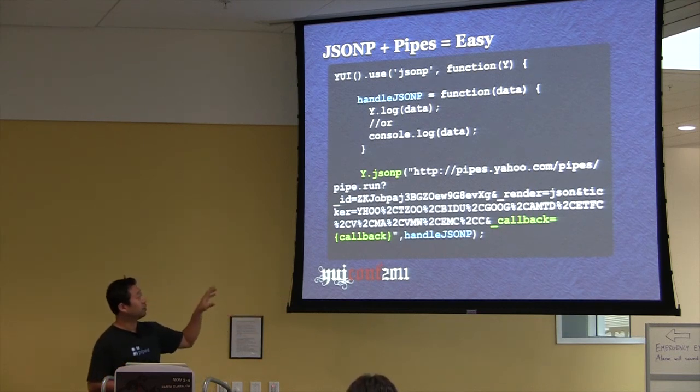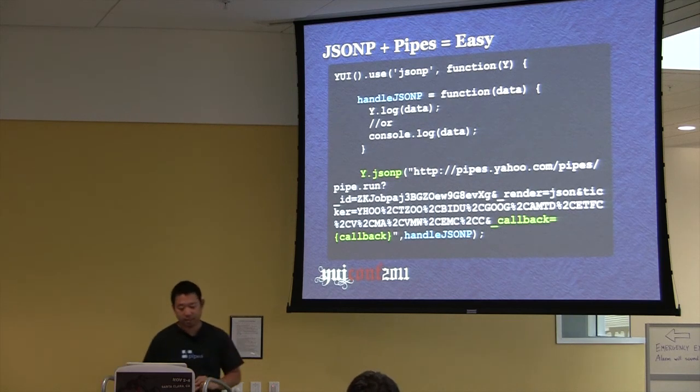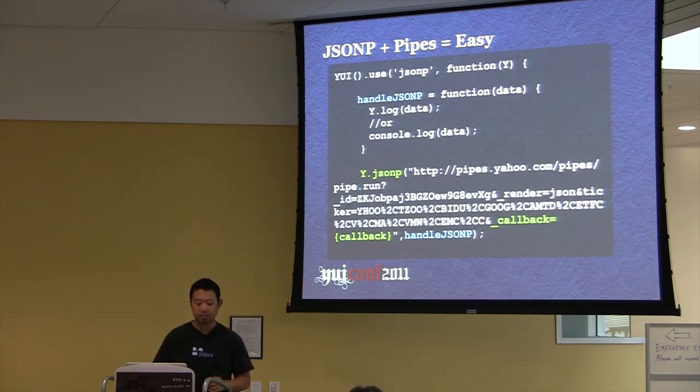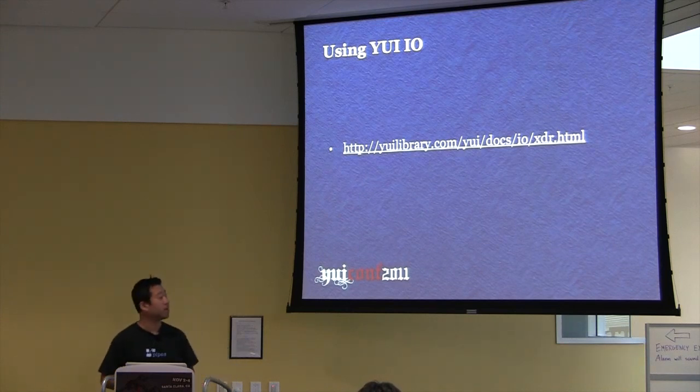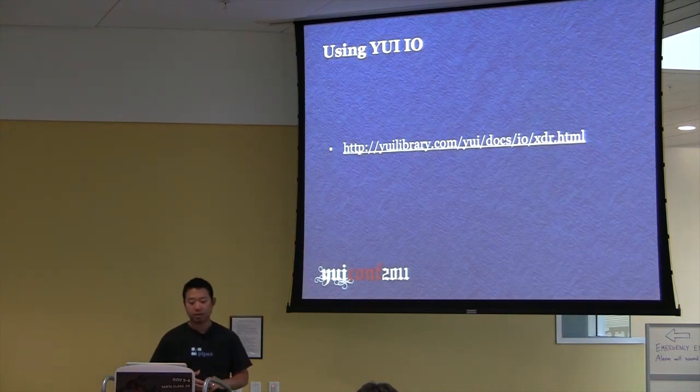So this YUI library actually dynamically creates the JSONP callback name. And then the second argument is the function that will handle the incoming JSON. And this one's just a simple function that's going to output the data into Y.log or console.log. The other example that's on the YUI library right now is using YUI io. They have a great example on how to use Pipes with that particular module.